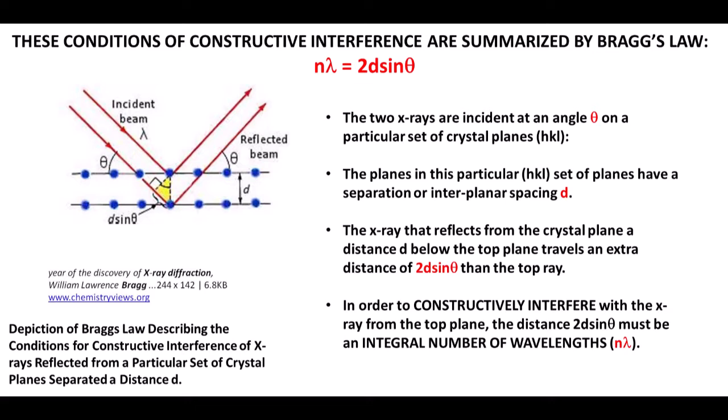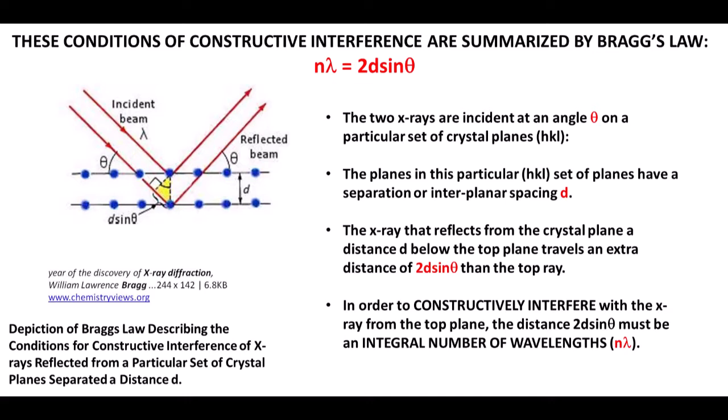These conditions of constructive interference are summarized by Bragg's law, which states that n, an integer, times the wavelength of the X-rays, lambda, is equal to 2 times d sine theta, where d is the interatomic spacing between the crystalline planes of interest within the sample, and theta is the angle between the incident beam and the planes of atoms of interest.